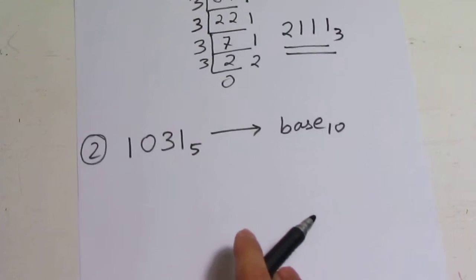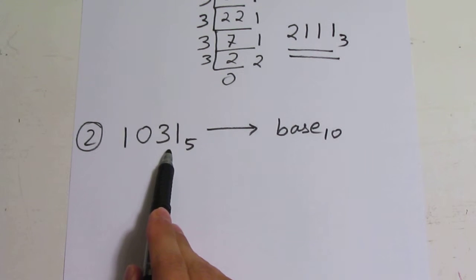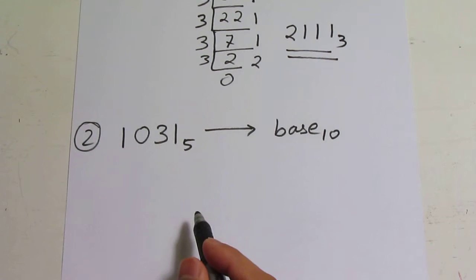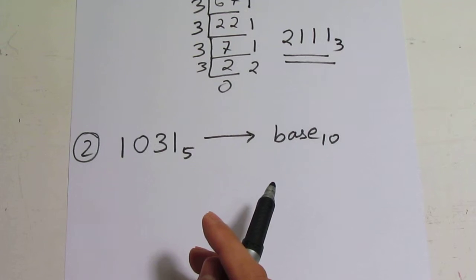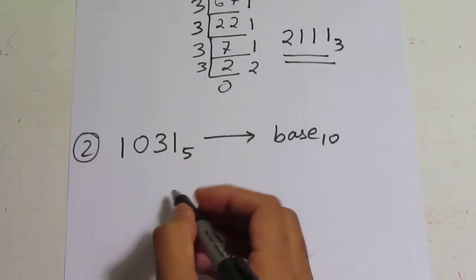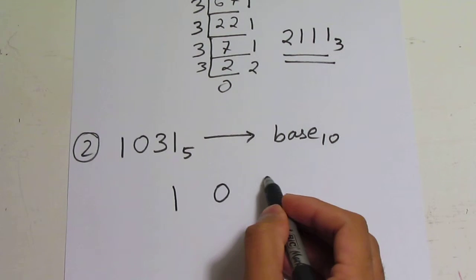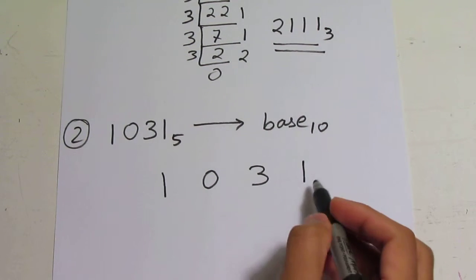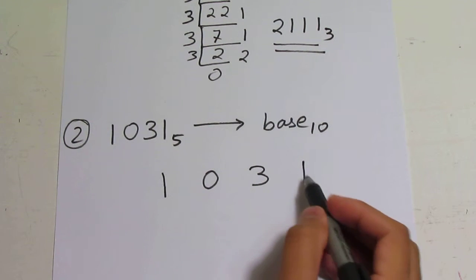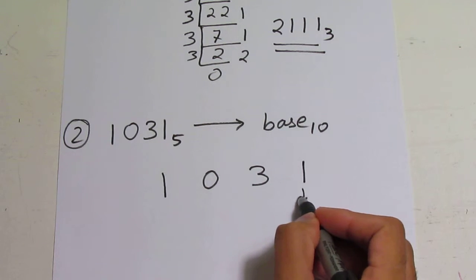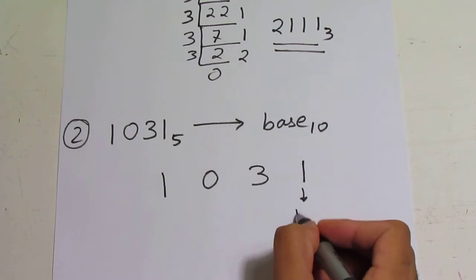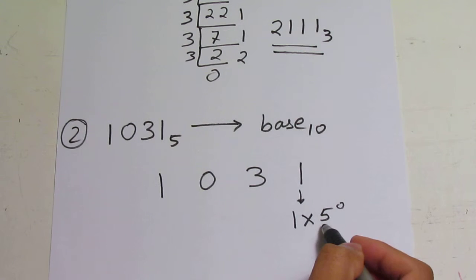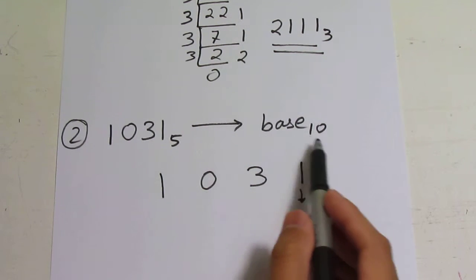In the second problem, we are going to convert 1031, which is in base 5, into base 10. In order to convert any base except 10, you write the number like this: 1 0 3 1, and you start from the far right. The farthest right number I have here is 1, so you write this as 1 times 5 to the power 0. We are writing 5 to the power 0 since we are converting it into base 10.